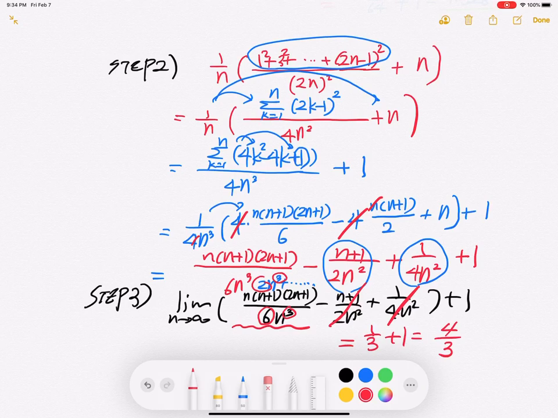In the next video, I'll try to explain TAM, which means trapezoidal approximation method. I think this is the hardest one.